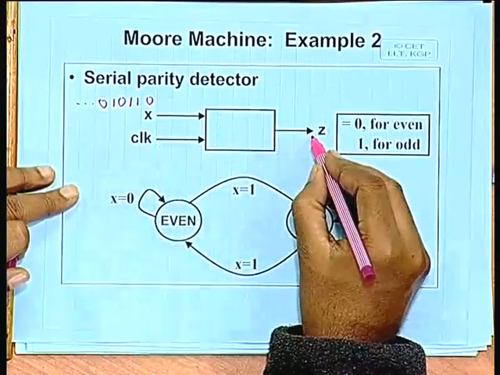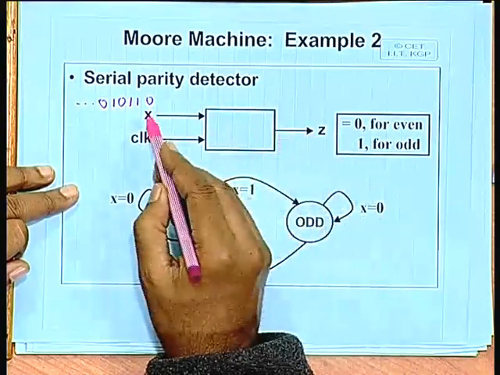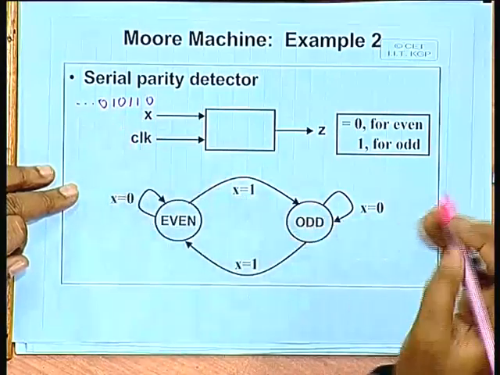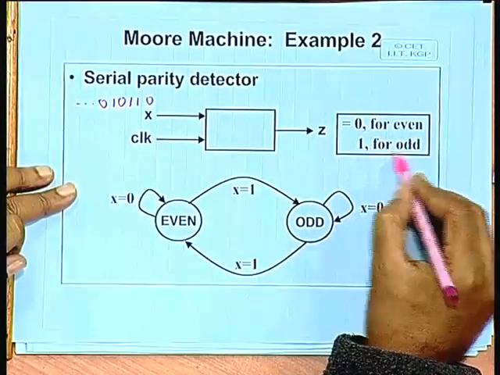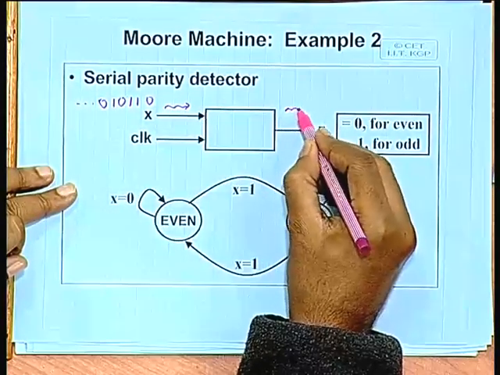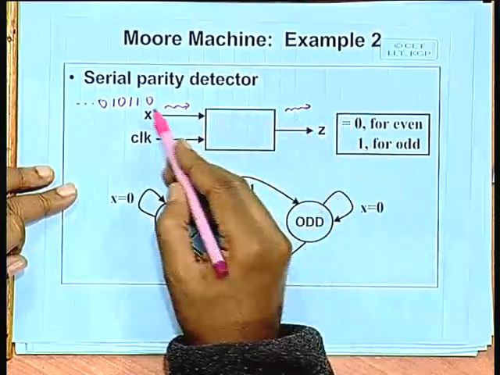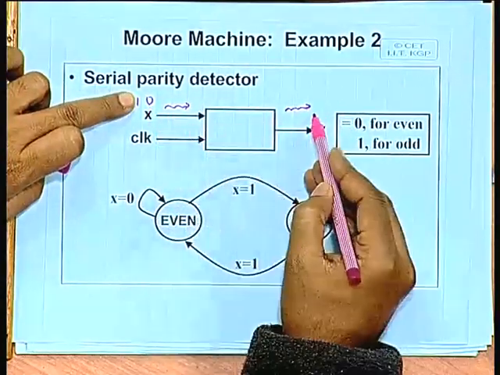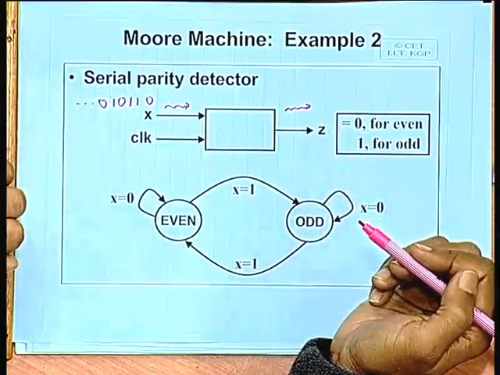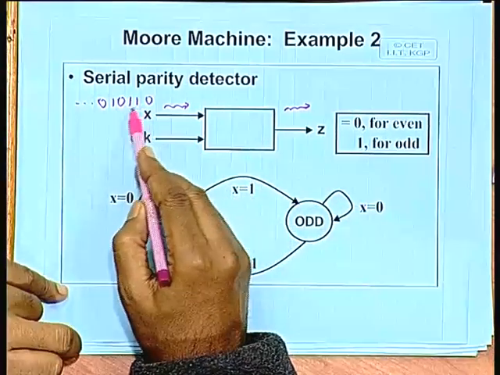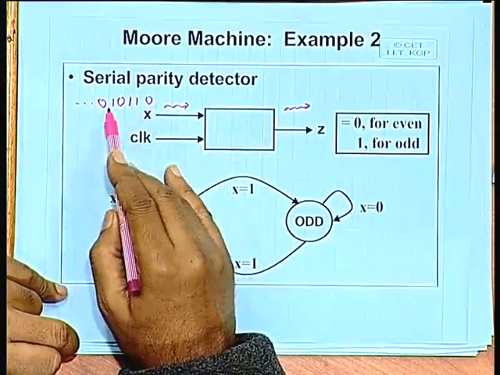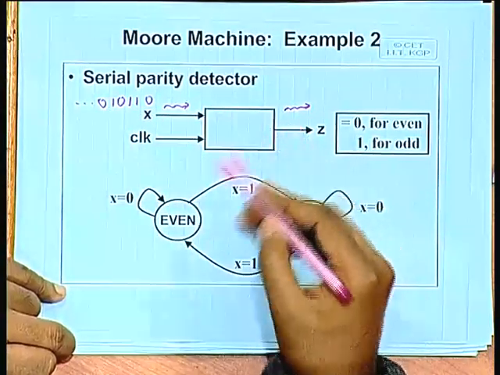The output Z will be continuously monitoring the parity of the bit stream which has been seen so far. 0 will be for even parity, 1 will be for odd parity. So, as the bit streams are coming, the stream of parities will be coming out continuously. First for 0 it will be 0, 0 1 it will be 1, 0 1 1 it will be 0, 0 1 1 0 it will be 0 and so on. So, it will continuously compute the parity of the bit stream that has been seen so far, and the output in the next time instant will be the corresponding parity value.